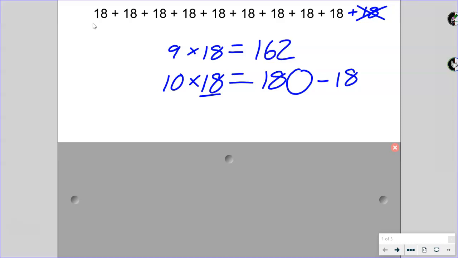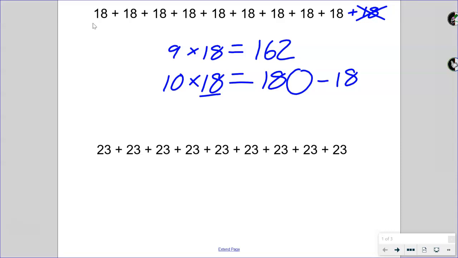Now let's take a look at another one. Again, you can see that the number 23 is being added over and over, and I should not just immediately start adding, because we know this problem can be represented by multiplication. So again, I'm going to count the number of 23s. I see 1, 2, 3, 4, 5, 6, 7, 8, 9. So I know that this problem is actually the same thing as 9 times 23.